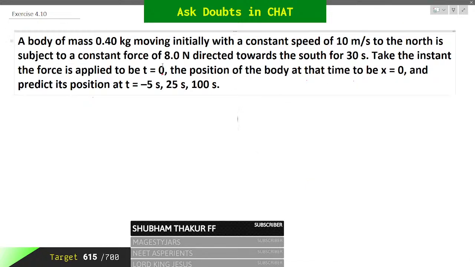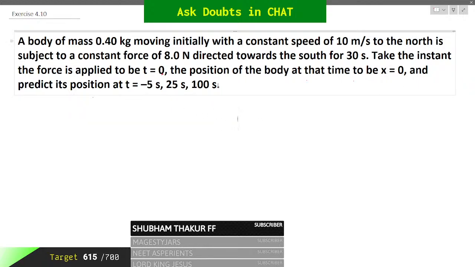The body of mass 0.4 kg moves initially with a constant speed of 10 meters per second to the north, and is subjected to a constant force of 8 Newton directed towards the south for 30 seconds. Take the instant the force is applied to be t equals 0. We have to calculate the position of the body at time t equals 0, -5, 25 and 100 seconds.